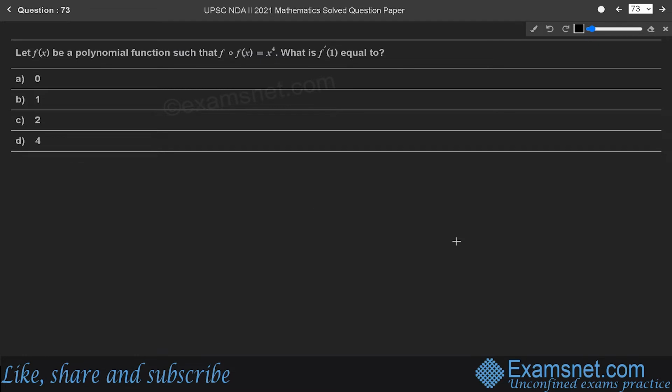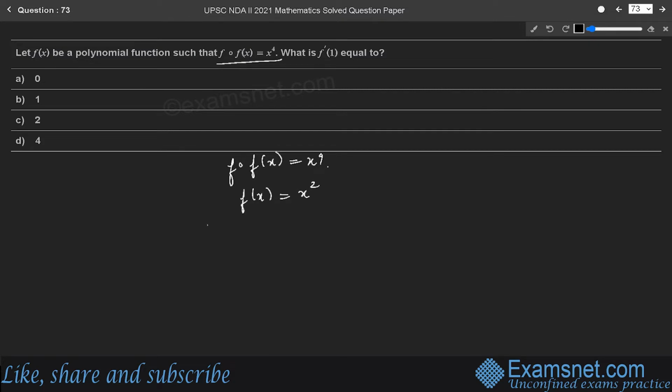Next question is, let f of x be a polynomial function such that f of f of x is equal to x to the power 4. This means when we keep a function in a function, we will get x to the power 4. So we have to find what is the value for f dash 1. So first we need to find what is the function. Can you tell me a function which when we keep in a function, we will get x to the power 4? The function will be f of x equal to x square.